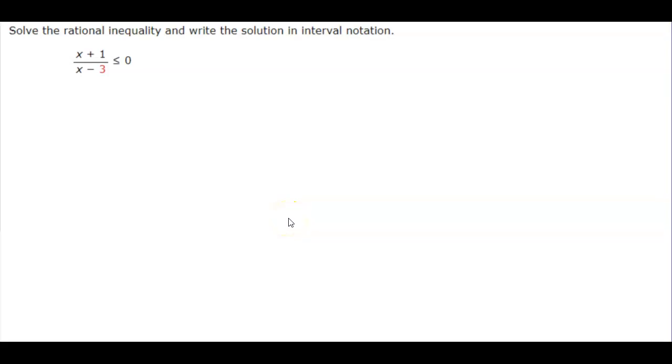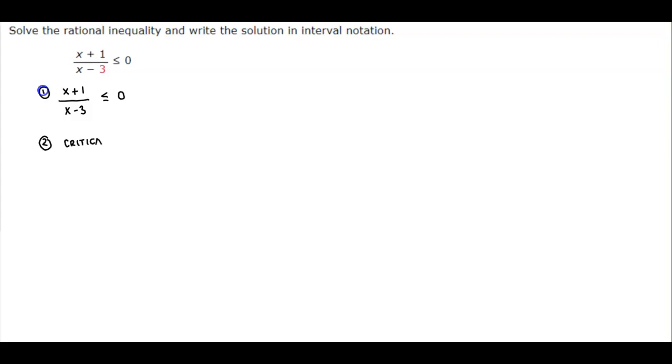Here we want to solve the rational inequality and write the solution in interval notation. So the first thing we need to identify is if the rational inequality is in one term on the left side, which it is, and then we have 0 on the right side, which it also is. And now we're going to determine what the critical points are.